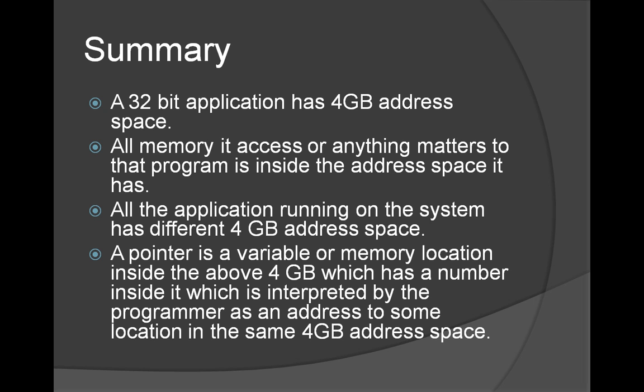So directly now we are going to the summary of what we have seen. A 32-bit application has a 4GB address space. All memory it accesses, or anything that matters to that program, is inside that address space. All the applications running on the system have different 4GB address spaces. A pointer is a variable or a memory location inside the above 4GB, which has a number inside it, which is interpreted by the programmer as an address to some other location in the same 4GB address space.